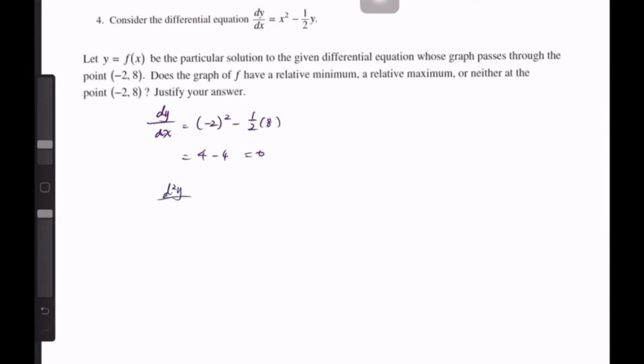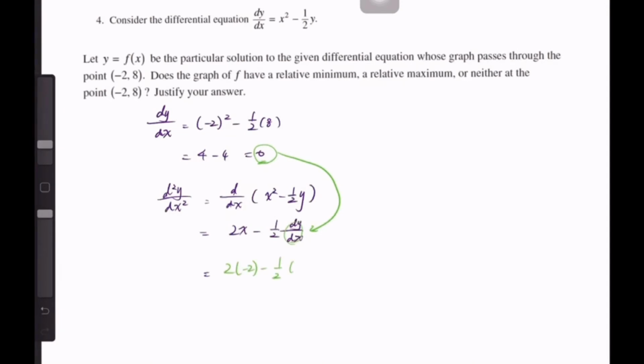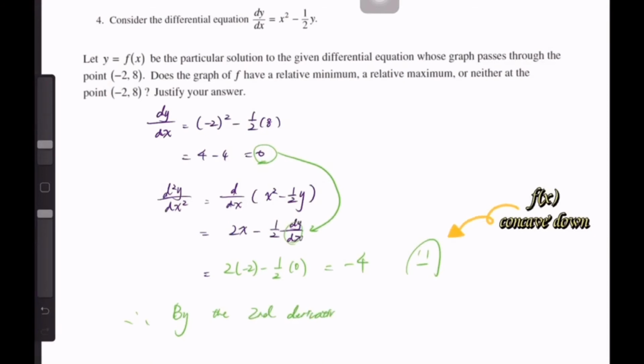So now, let's use the second derivative test. By taking the derivative of the differential equation, we get 2x minus 1/2 dy/dx. Now, by plugging in 0 for dy/dx and x equals -2 into the second derivative, we get -4. Since the second derivative is negative, the original function f of x is concave down. Therefore, by the second derivative test, the graph of f of x has a relative maximum at the point (-2, 8).